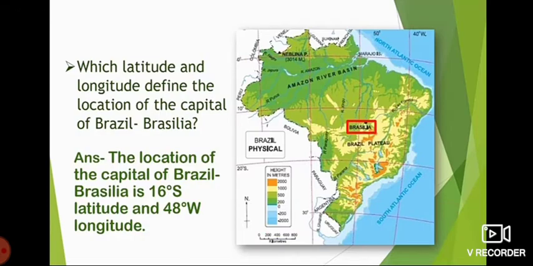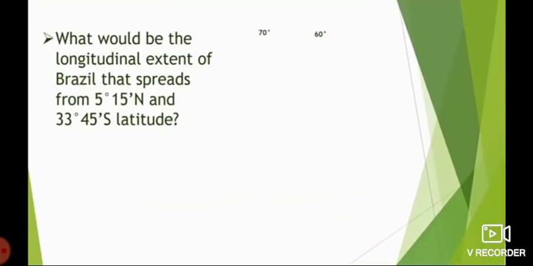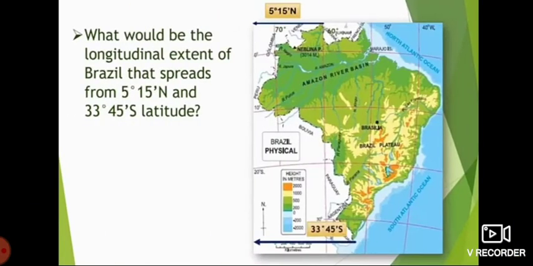Now let's move on to the next question. Here, what would be the longitudinal extent of Brazil that spreads from 5 degree 15 minutes north and 33 degree 45 minutes south latitude? Means latitudinal extent, that is horizontal lines they have given us, and longitudinal lines we have to find out, that is vertical lines. So see here, horizontal they have given, they are telling the latitudinal extent.